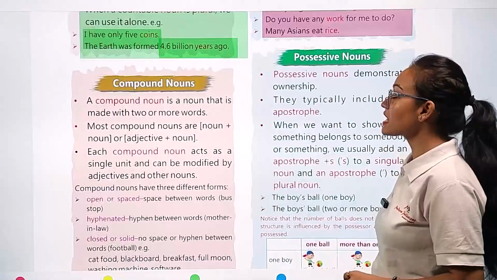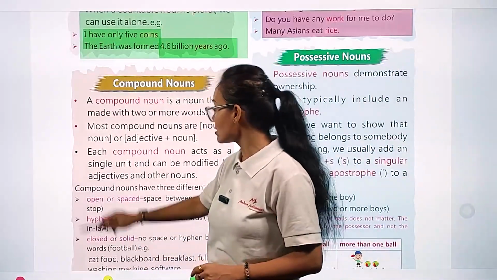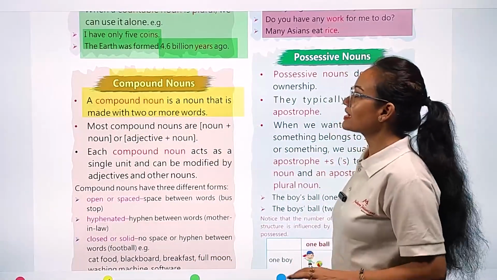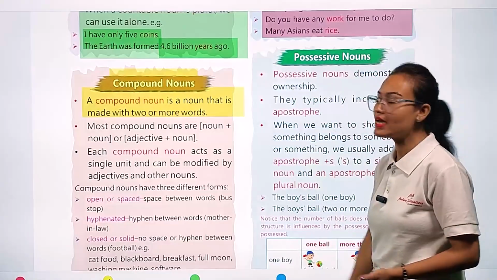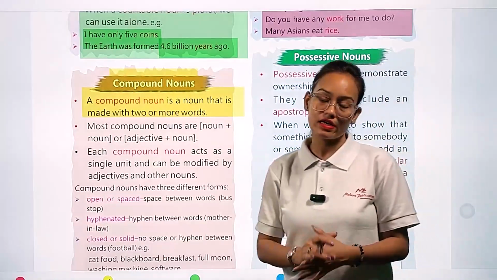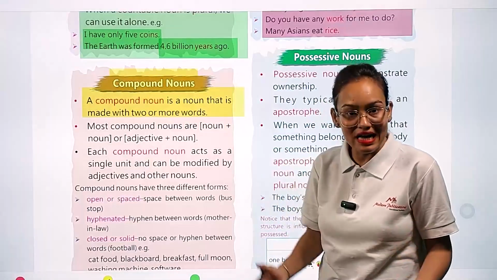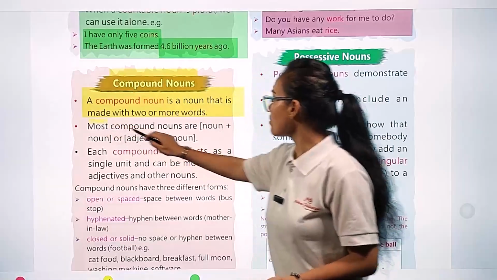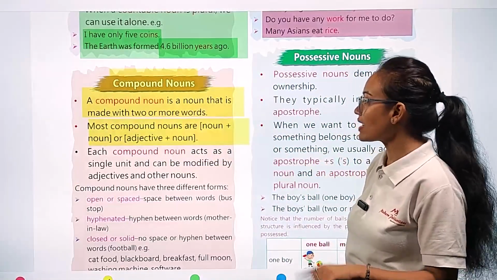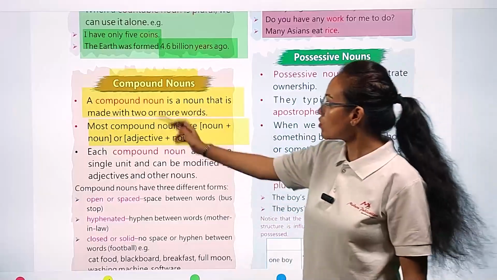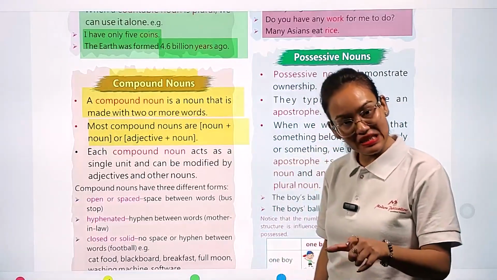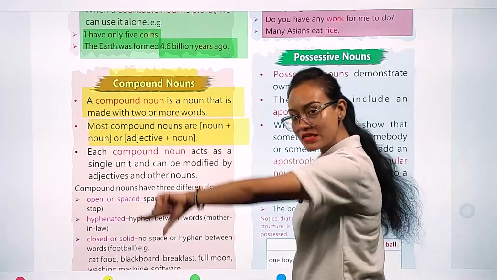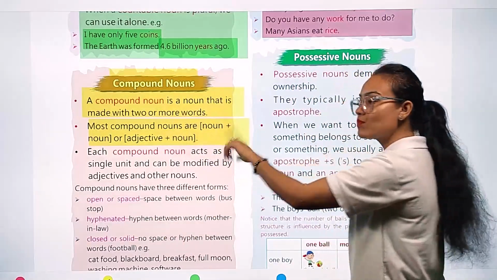Now come with me. Let's see the compound noun. What is the meaning of compound noun? Compound nouns: a compound noun is a noun that is made with 2 or more words. Compound nouns are those category of nouns which are usually made with the help of 2 or more words. Most compound nouns are noun plus noun or adjective plus noun. So most compound nouns are present in the sentence in the form of noun word plus noun word or adjective word plus noun word.